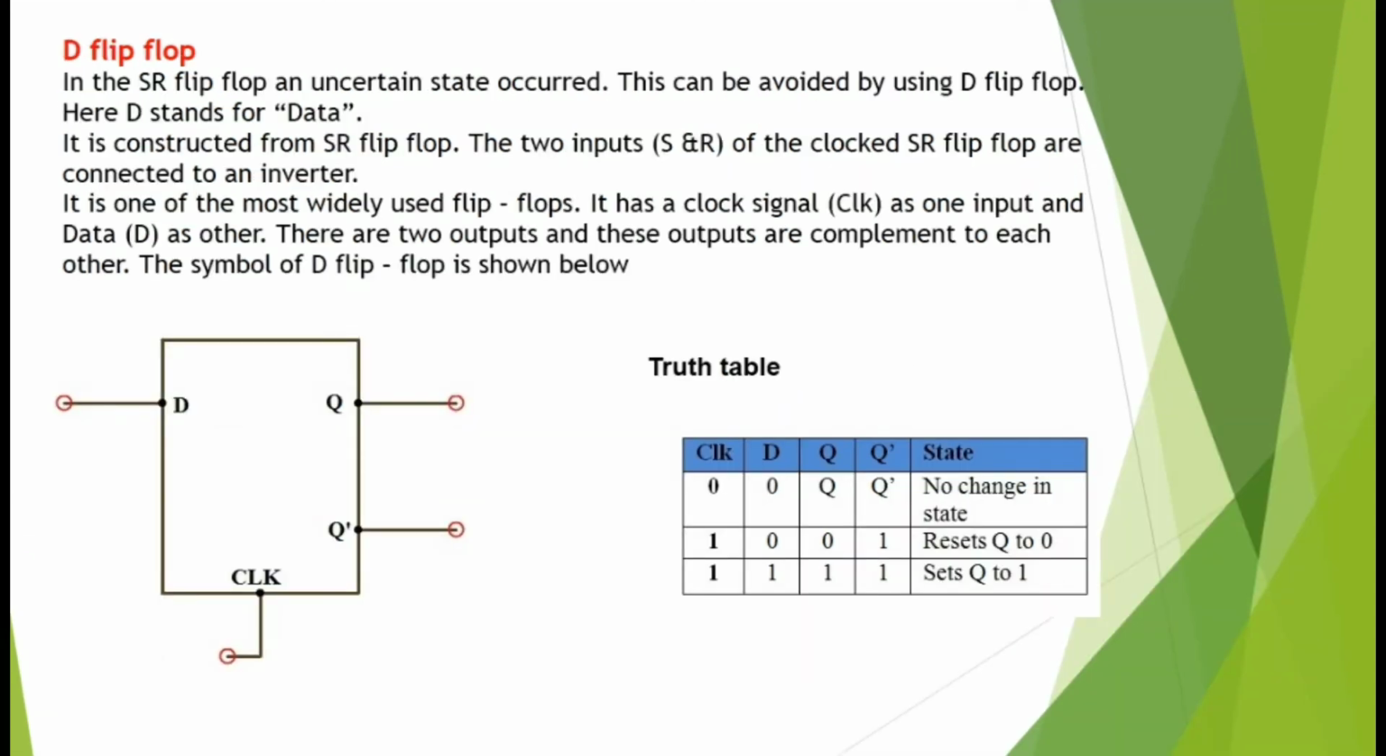After that we'll go for the D flip-flop. In the D flip-flop there is only one input. It is also called a data flip-flop, or we may say it is a delay flip-flop. Here we are considering one input 0 and the output is 0 again.